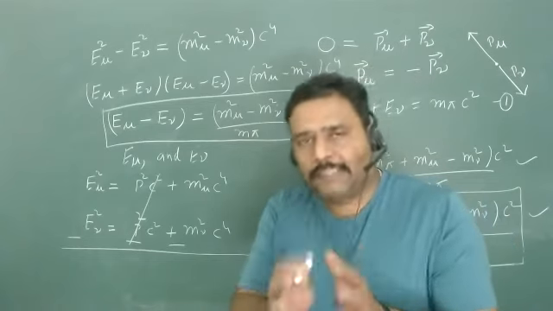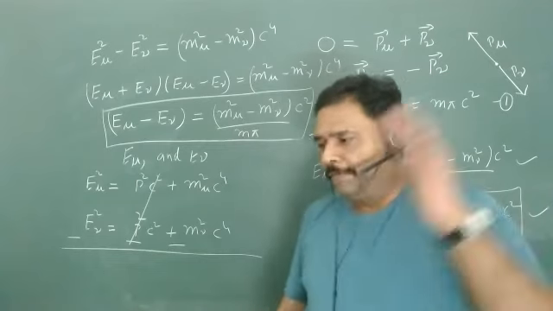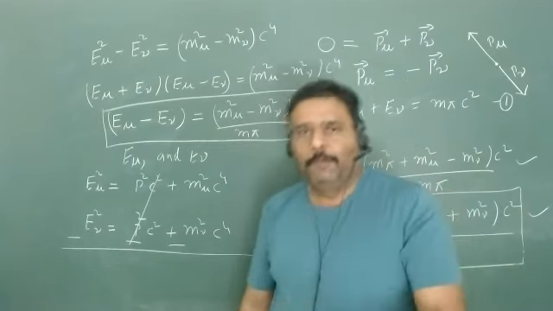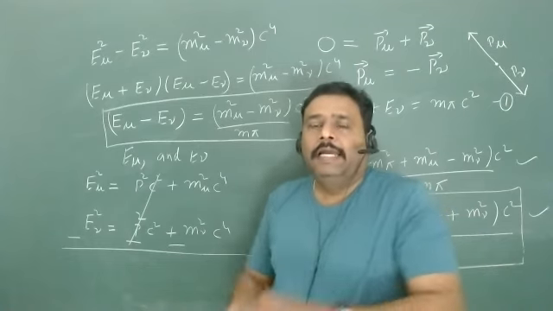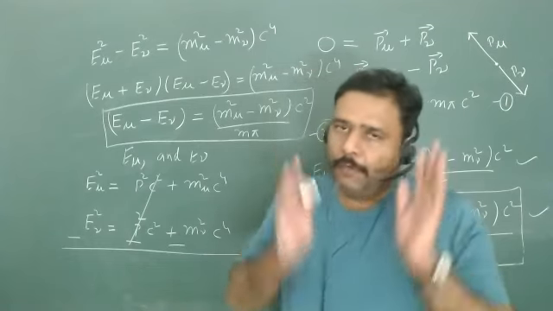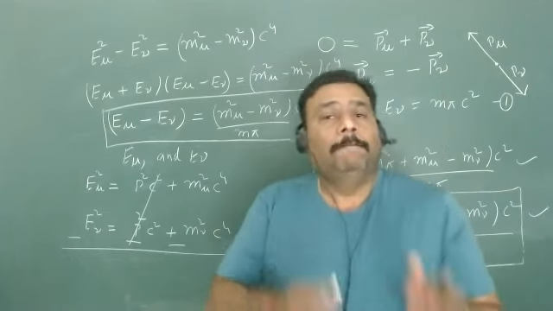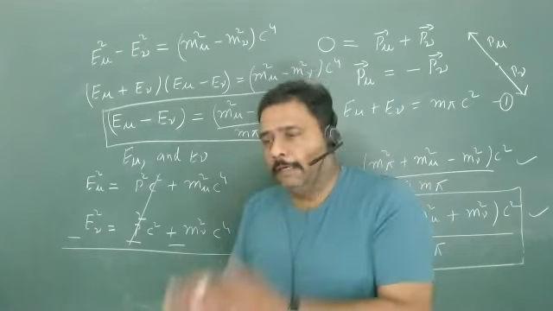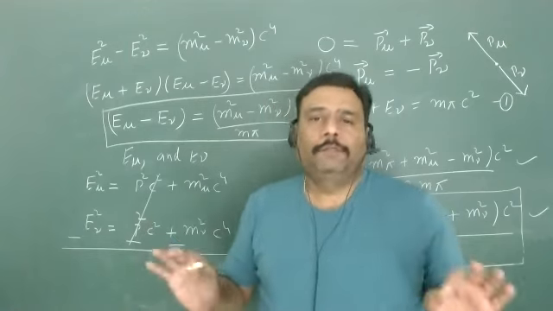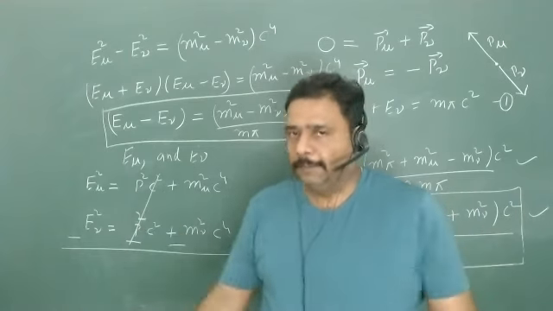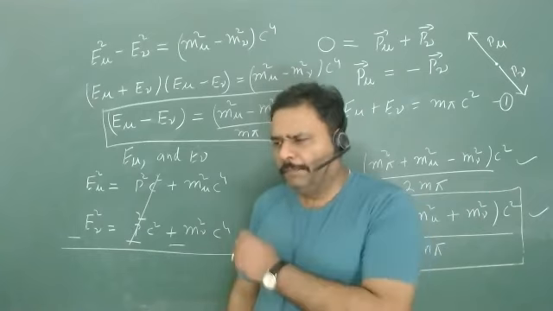But the best thing is that, yes, the concept is very simple. First, we have to use conservation of momentum. Then we have to use conservation of energy. And we have to always keep in mind that the number of variables must be equal to the number of equations. Then only can we solve the problem in a very complete way. Okay, so this is one of the beautiful problems.